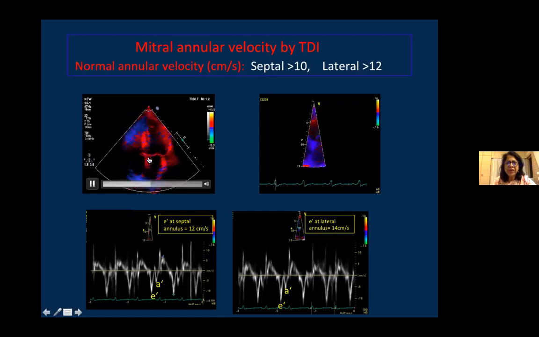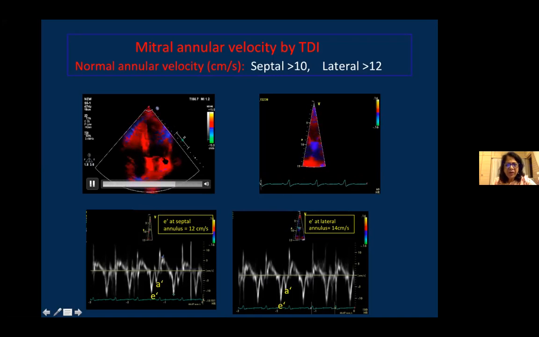Look, this is the mitral valve, this is the anterior mitral leaflet and the posterior mitral leaflet. This is called the septal annulus, and this is the lateral annulus. We get a thin slice, so the annulus looks like this.